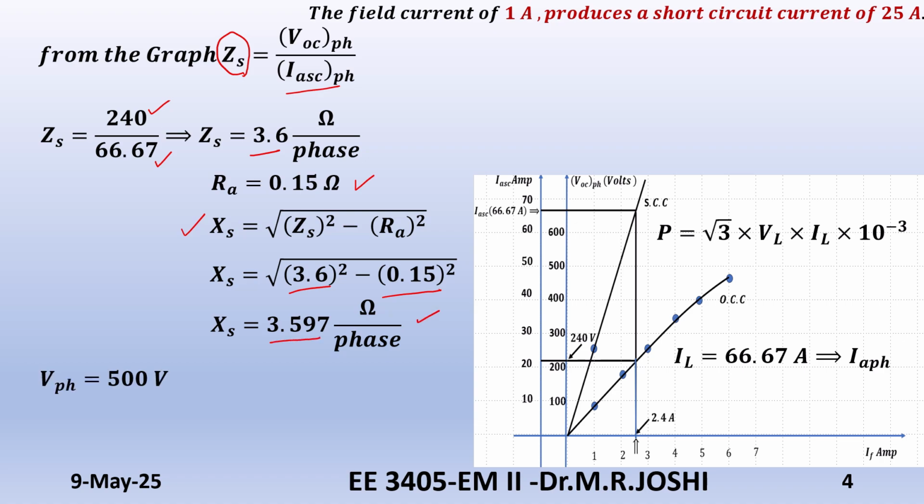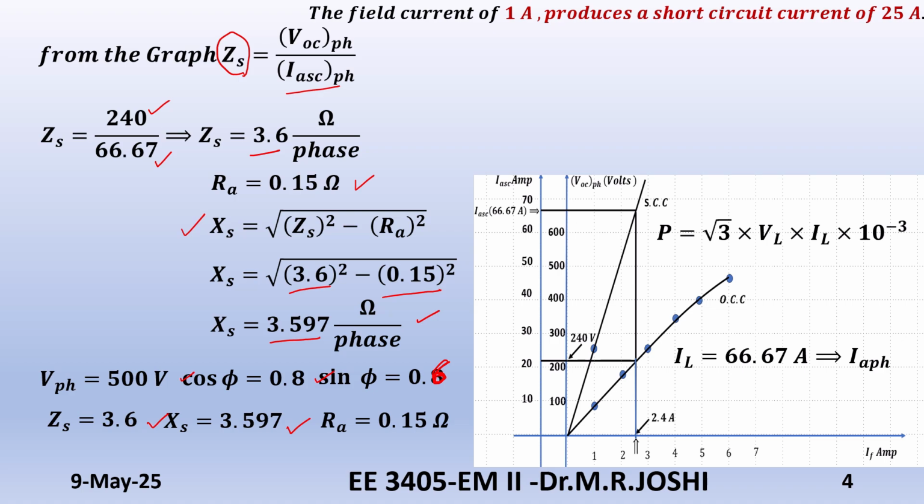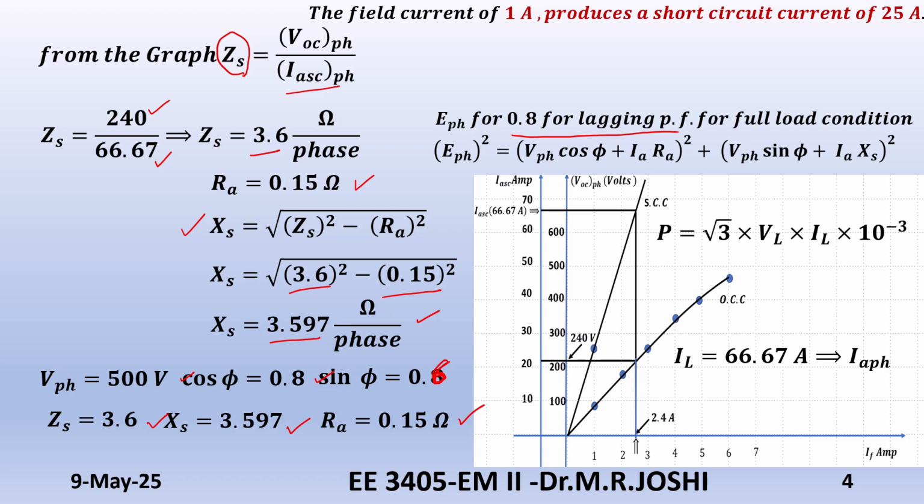From the data, the phase voltage is given as 500 volt and the power factor is given as 0.8. On substituting 0.8, sine phi is 0.6, the synchronous impedance is 3.6, the synchronous reactance we got as 3.957, and RA is given as 0.15 ohm. For the 0.8 power factor lagging condition, we are going to find the voltage regulation by using the E phase formula.